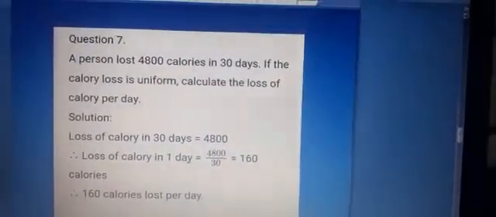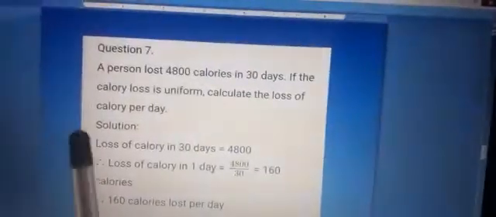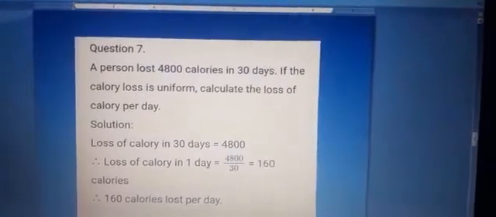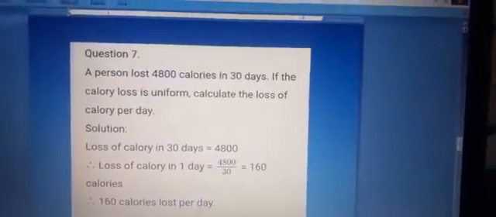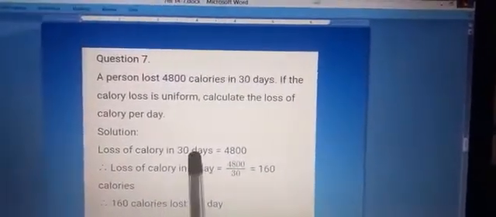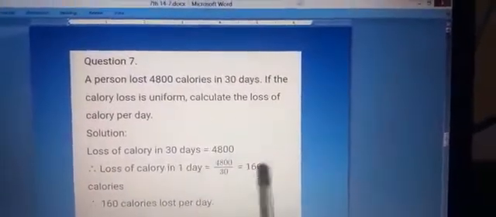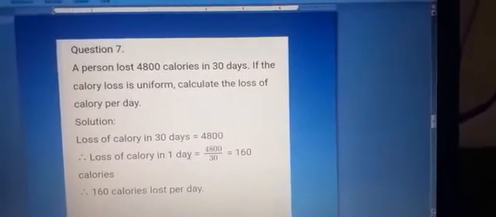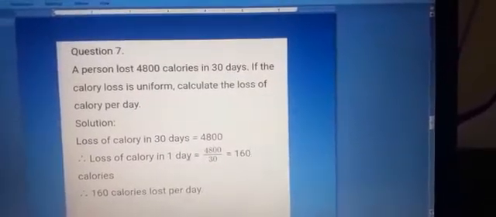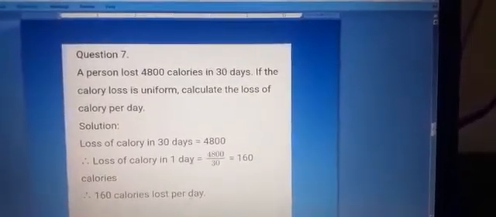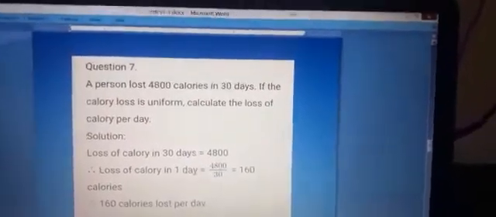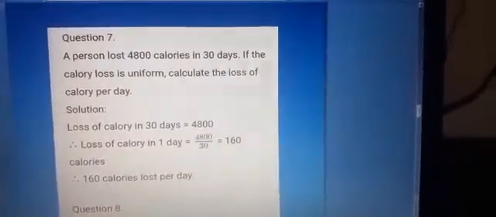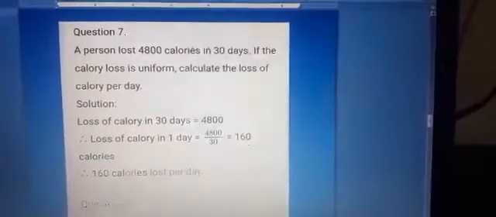So what is the keyword given here? Per day. So per day, 1 day means we have to use the division method. Given loss of calorie in 30 days is 4,800. Okay, in 30 days we lose 4,800 calories. What we have to find out is the loss of calorie per day. So we are going to divide. What is the answer we get? 160 calories per day. See the 8th question.